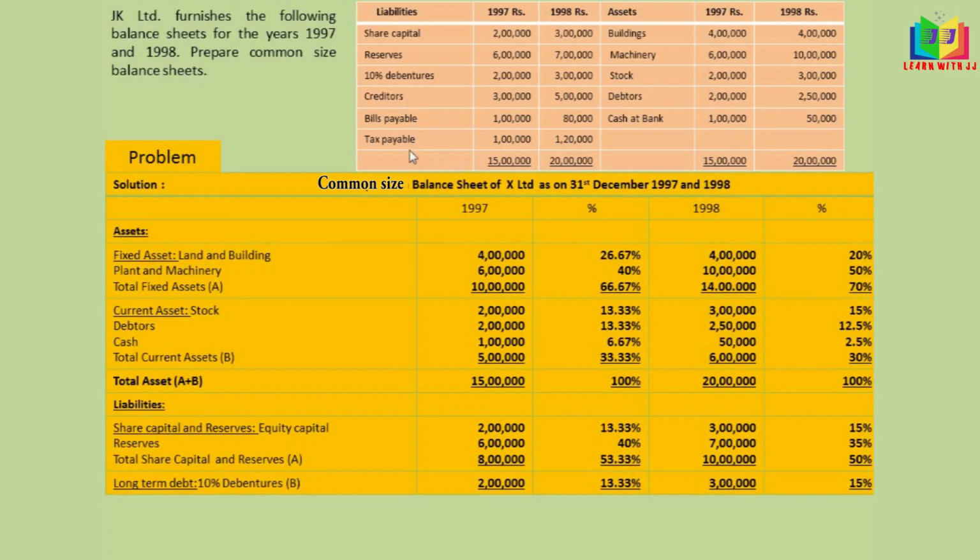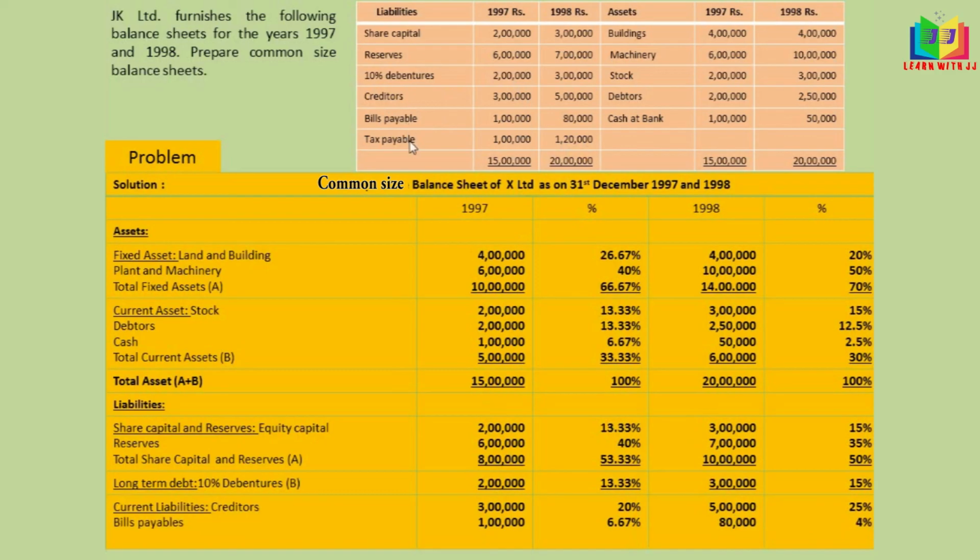Next we will move on to current liabilities. We have creditors, bills payable and tax payable. Yes, it's 3 lakh and 5 lakh is the creditor. So we'll divide it by 15 lakh, and this one by 20 lakh, we will get 20% and 25%. And next one, bills payable is 1 lakh and 80,000. So 1 lakh divided by 15 lakh will get 6.67%, and 80,000 divided by 20 lakh will get 4%.